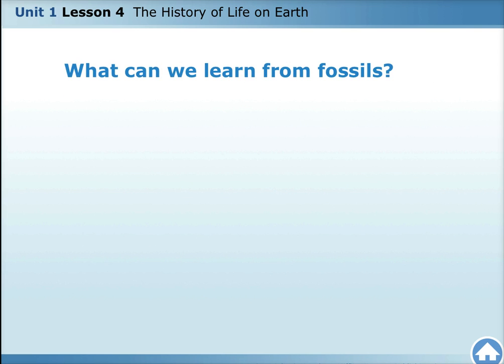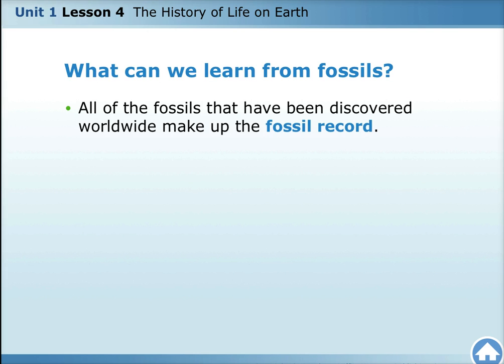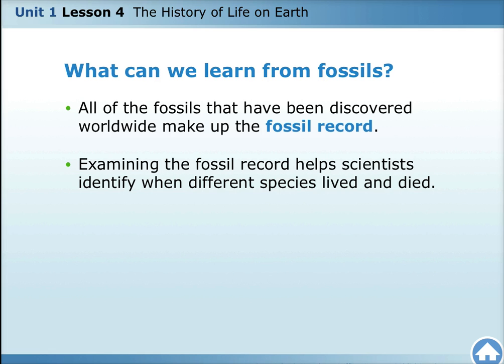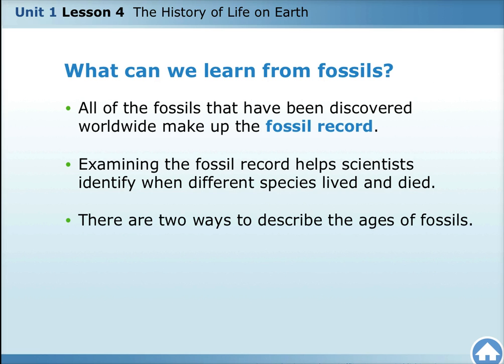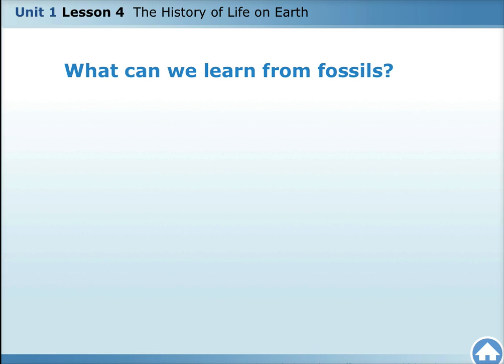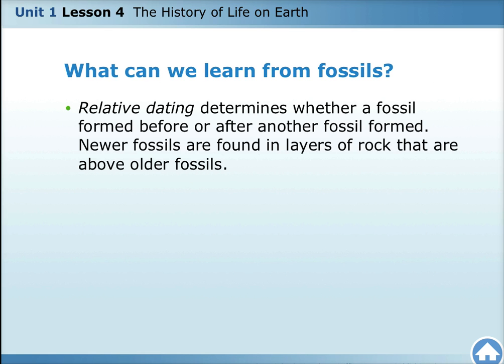So what can we learn from fossils? All of the fossils that have been discovered worldwide make up the fossil record. Examining the fossil record helps scientists identify when different species lived and died. There are two ways to describe the ages of fossils. Relative dating determines whether a fossil formed before or after another fossil formed. Newer fossils are found in the layers of rock that are above older fossils.